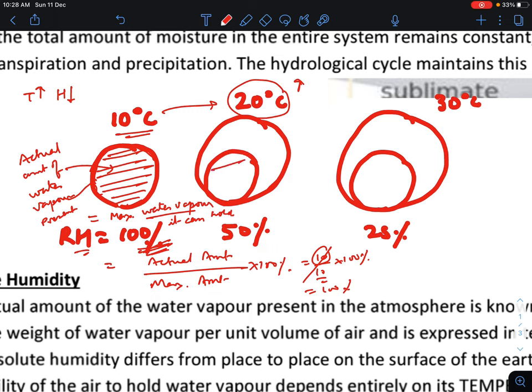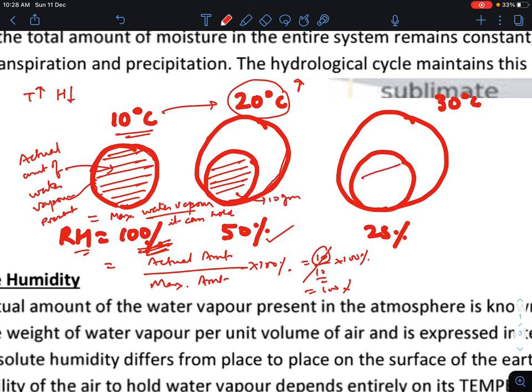So the actual amount of water vapor was 10 gram. Now, due to the increase in volume, the holding capacity, or the maximum amount of water vapor that this volume can hold, is increased. Why? Because the volume is increased. Earlier it could hold a maximum of 10 gram. Now this volume can hold how much? 20 or 30 gram. So suppose it holds 20 gram, then how much will it come to? It will come to 50.